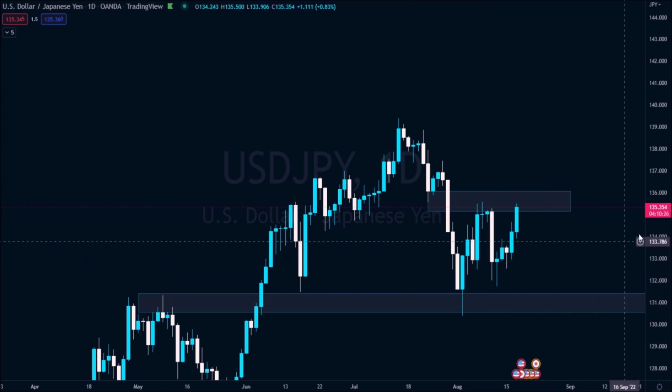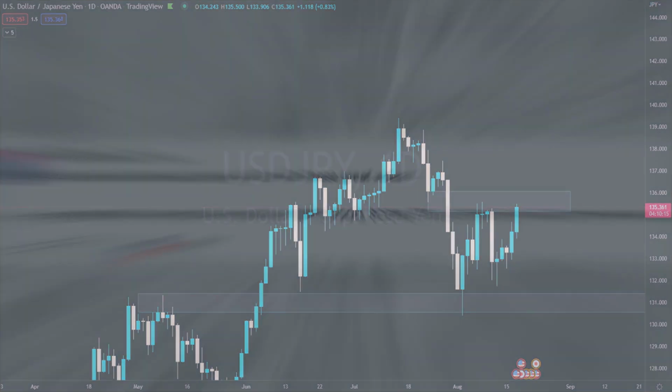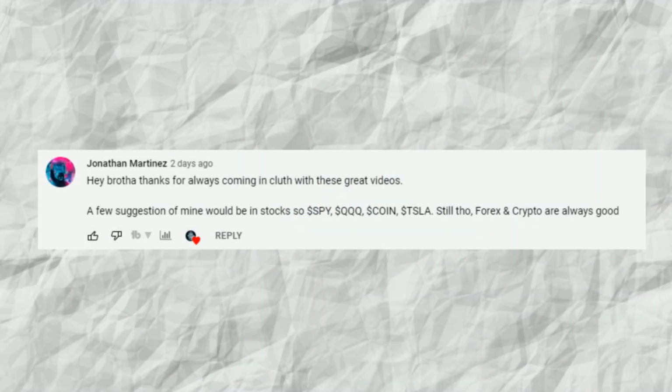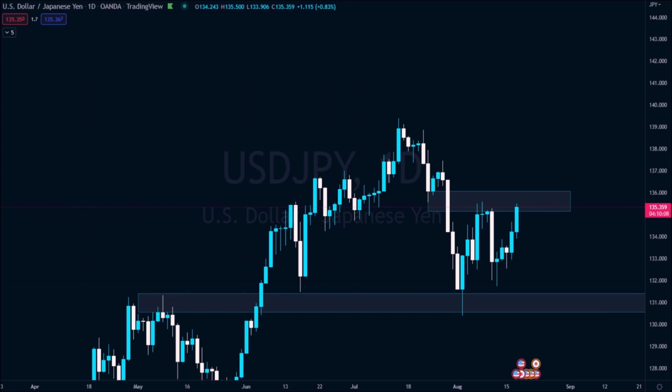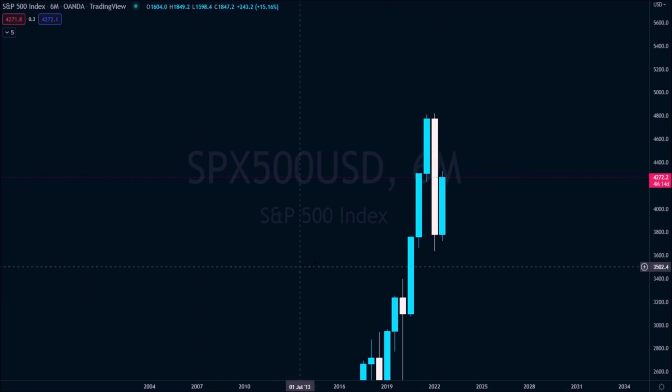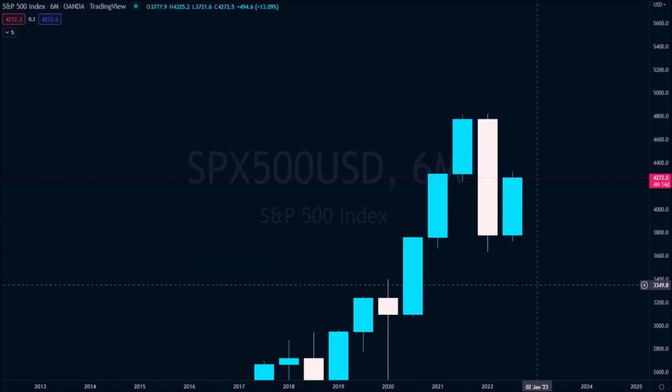Let's take a look at what you guys have sent in for me to break down. So let's look at the first comment from Jonathan Martinez. Future guessing mine would be stocks, so I don't really trade stocks, but I will take a look at SPX and cover that from a higher time frame down. I'm actually going to start off in the 6 month chart and break this down for you.